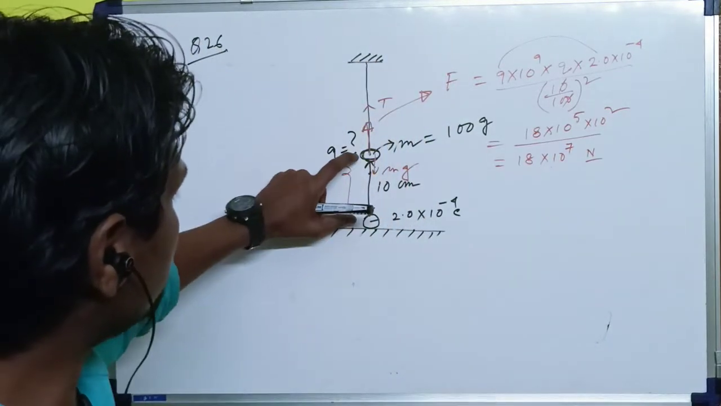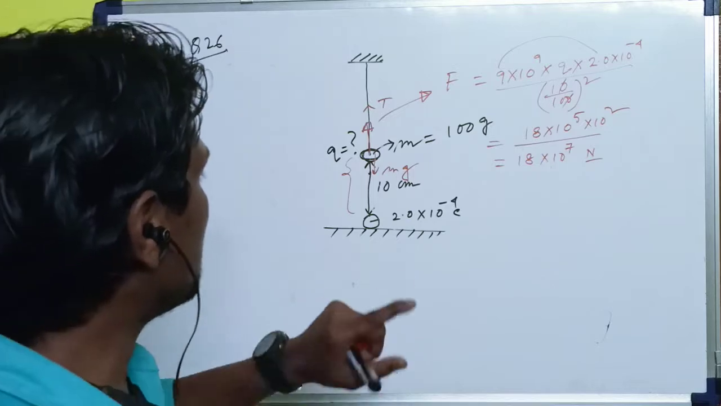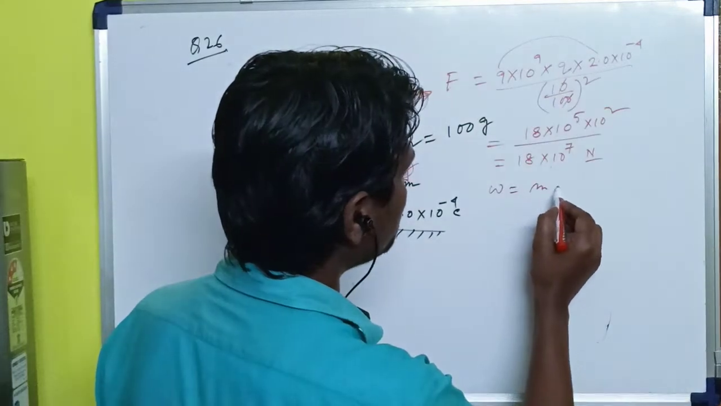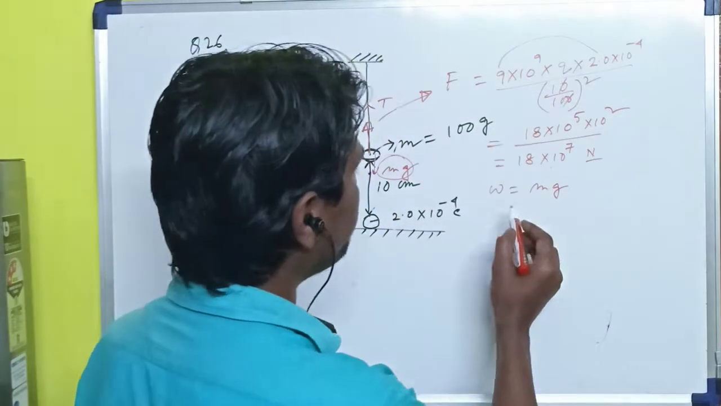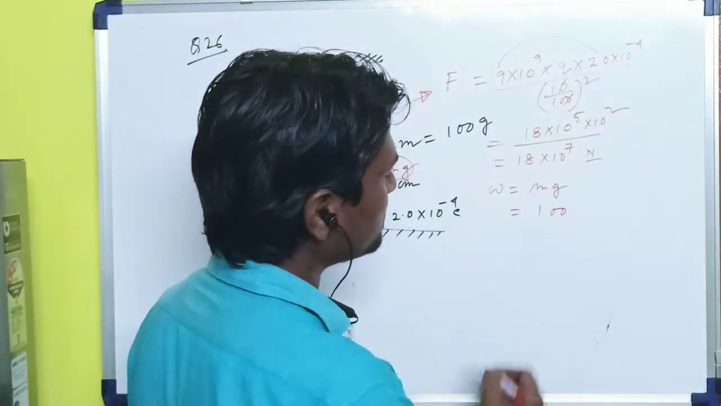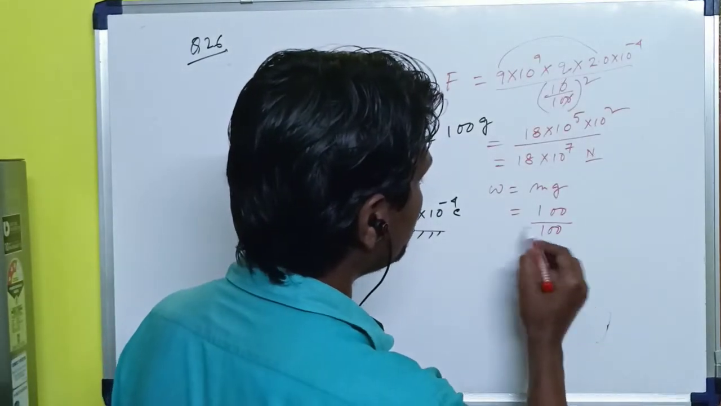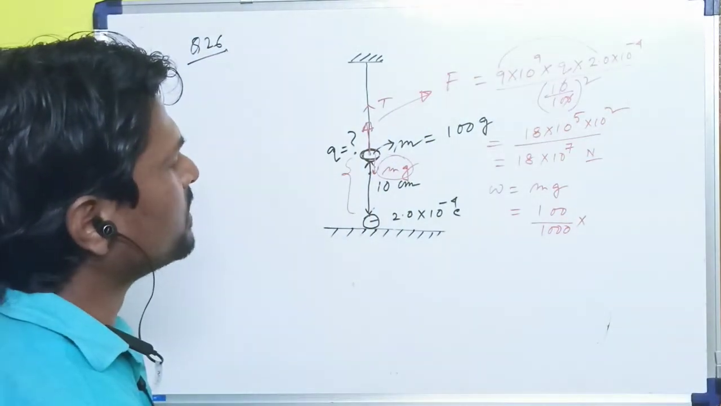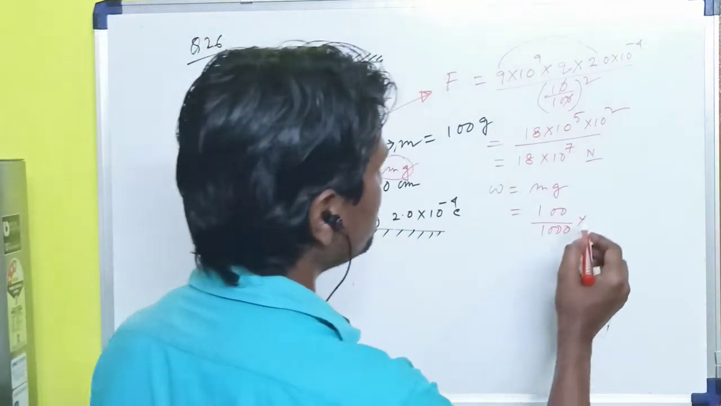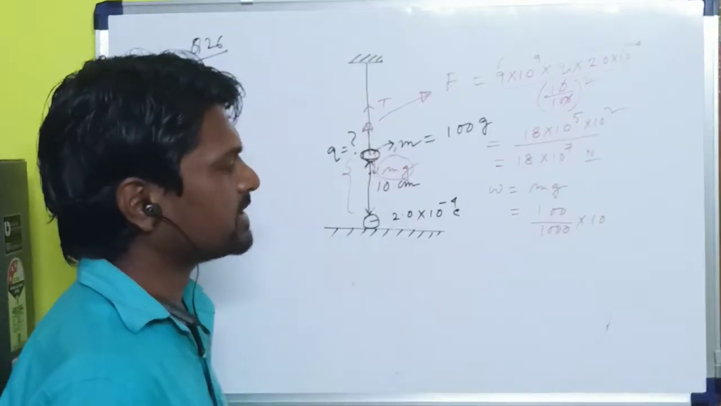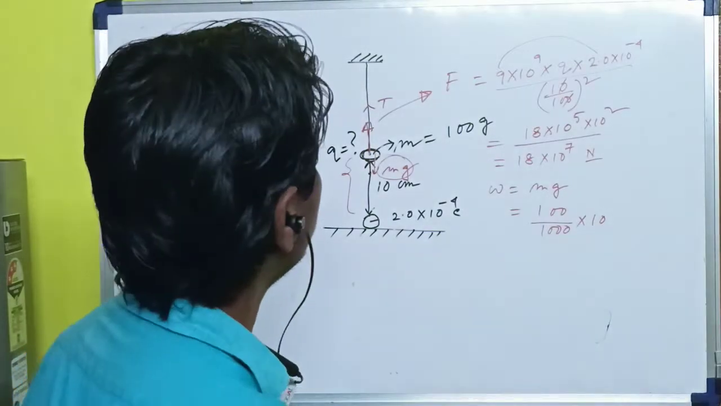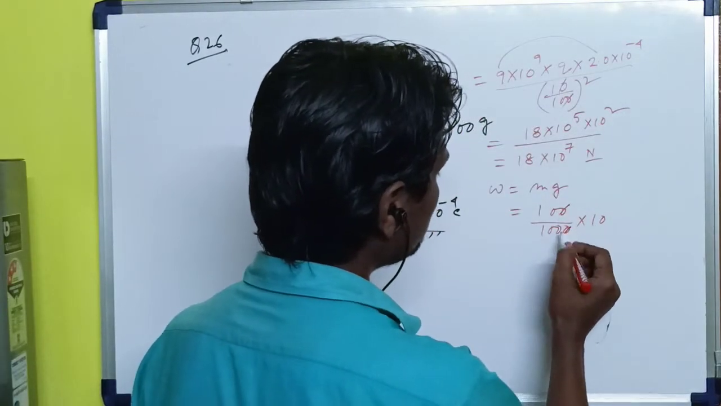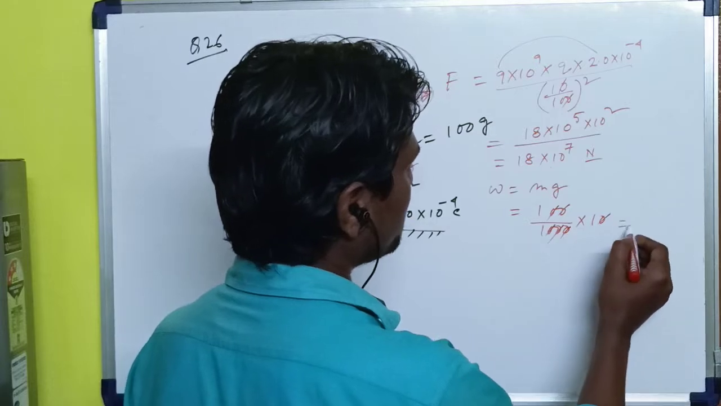And this is the repulsion force, and the weight is mg. So the weight equals mg, where m means 100 gram. This is the CGS unit, so you have to divide it by 1000, into g. What is the value of g? You can take 10, or you can take 9.8. It is better to take 9.8 or 10; 9.8 is the average value. So this cancels, and the weight is 1 Newton.